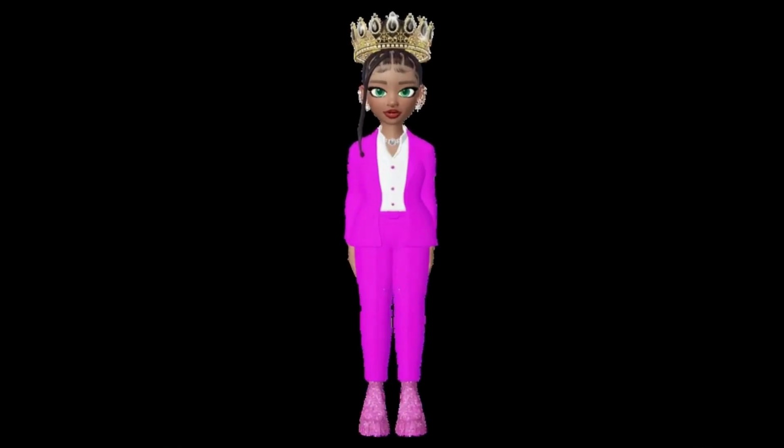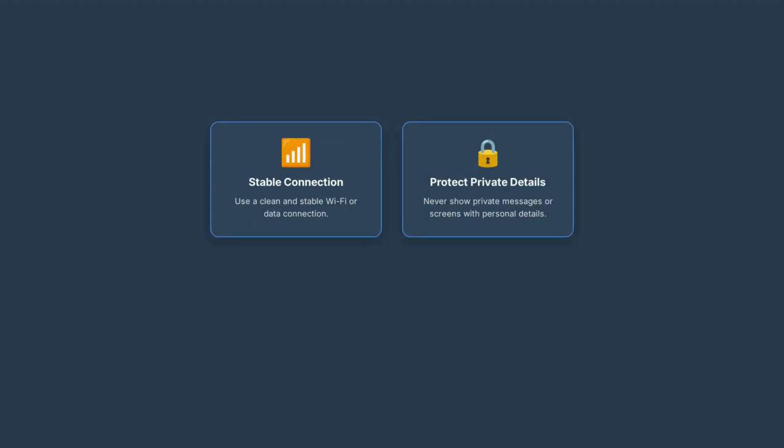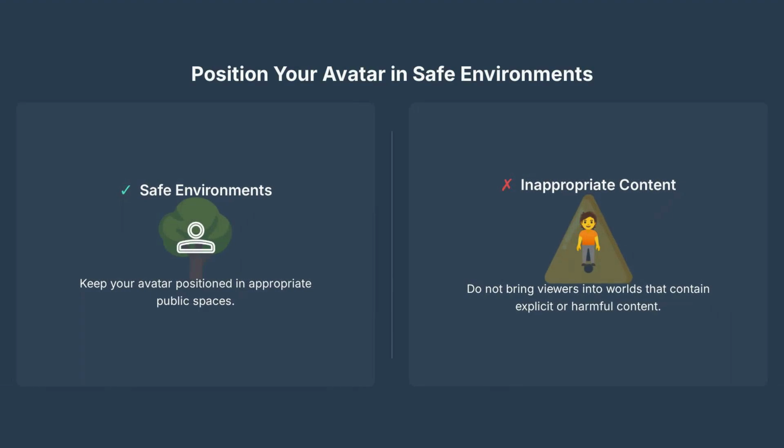When going live on ZEPETO, always keep safety in mind. Follow these best practices. Avoid sharing personal information such as your real location, phone number, or home layout. Use a clean and stable Wi-Fi or data connection. Never show private messages or screens containing personal details. Keep your avatar positioned in safe, appropriate environments. Do not bring viewers into worlds that contain explicit or inappropriate content.